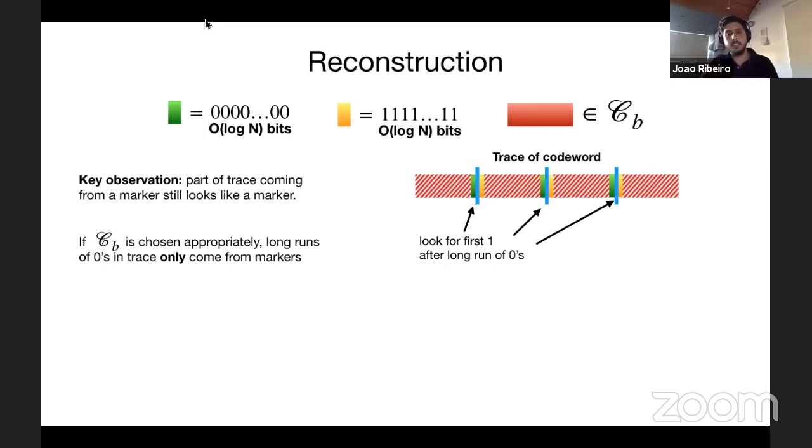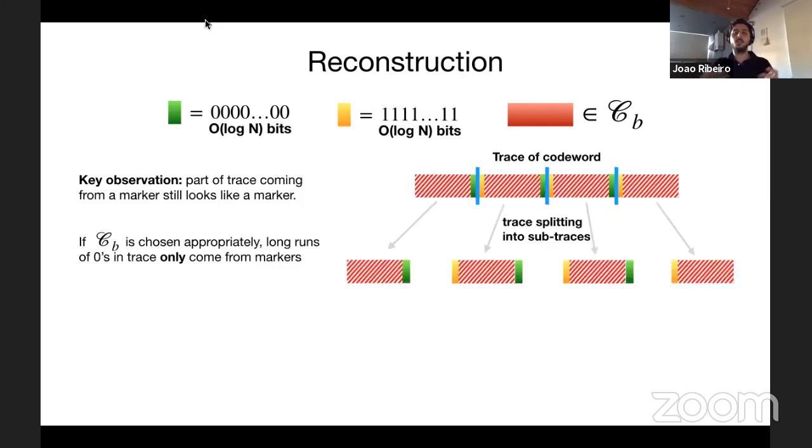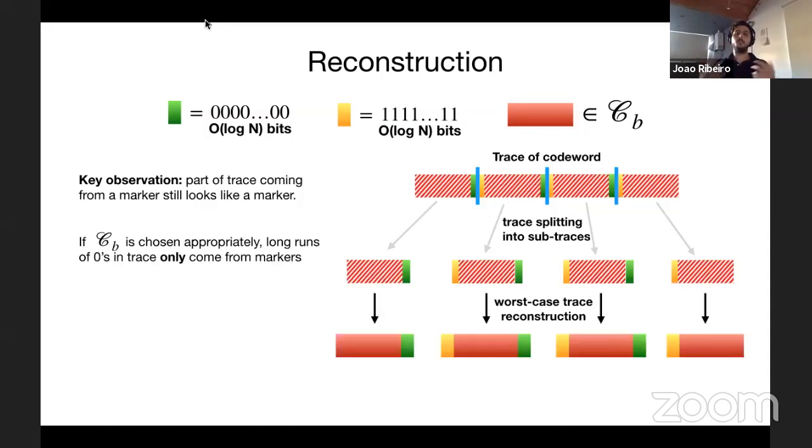Once you do this, again, this is kind of like anchoring, and you partially synchronize your string. You can do what we call trace splitting or trace alignment, where now we know which part of the trace corresponds to each block. After we have this, we have split the trace into parts of size roughly polylog n. And if you don't want to think too much about it anymore, we can just apply worst case trace reconstruction to reconstruct each block, then concatenate and decode.